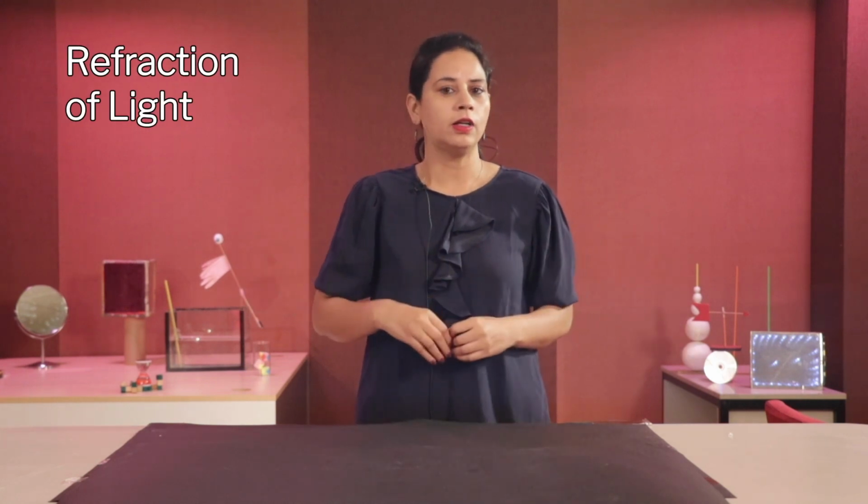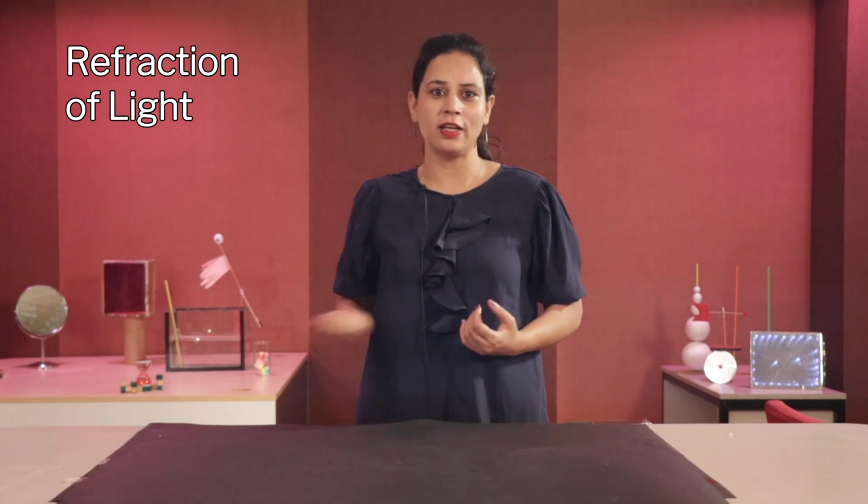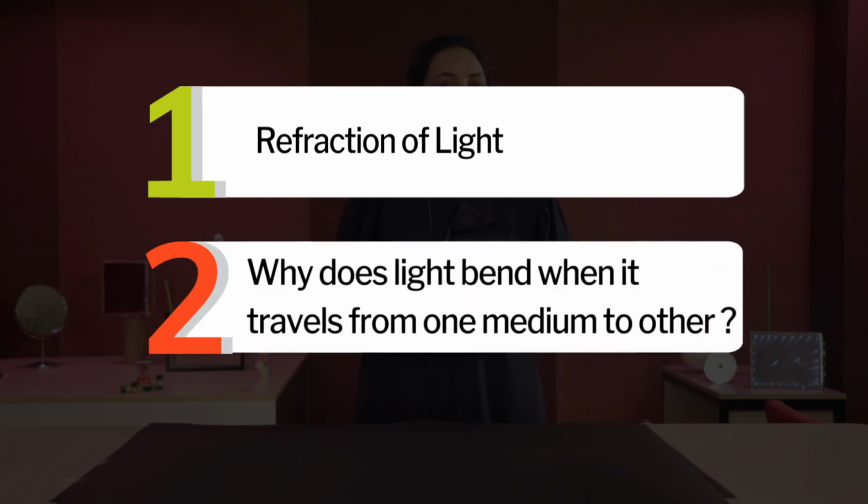This and other similar questions in our day-to-day life can be answered by a phenomenon called refraction of light. Rainbow is an example of refraction of different colors of sunlight. We will learn about refraction of light in this video. This video will cover the following points. What is refraction of light? Why does light bend when it travels from one medium to another?